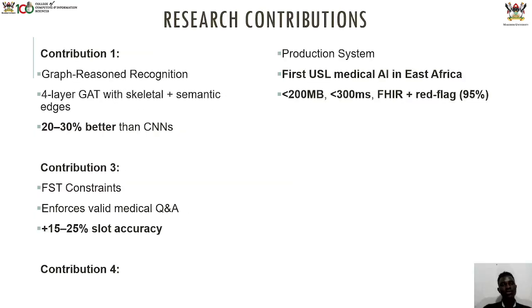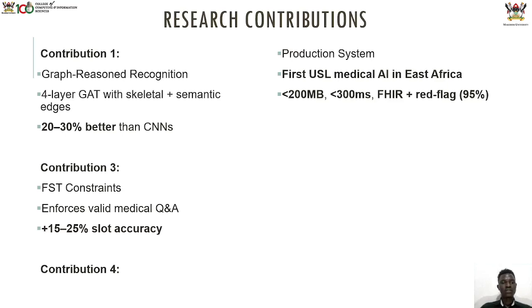And then looking at research contributions, we have worked on graph-based recognition, which is four layer with skeletal plus semantic edges. This one is 20 to 30% better than CNNs, which are poor with lighting and maybe with sign variations and stuff like that.